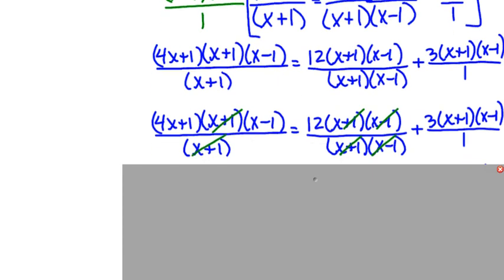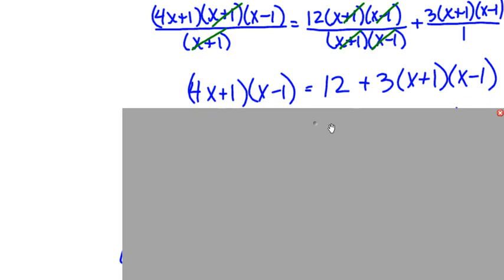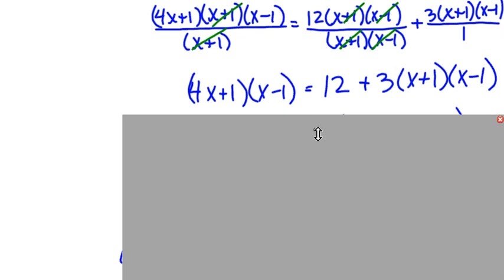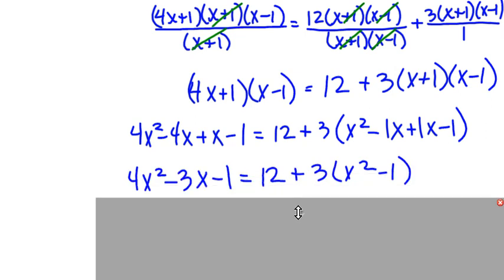So by dividing out those like terms, we're left with our equation of our quantities 4x plus 1 times x minus 1 equals 12, plus 3 times our quantities x plus 1, x minus 1. Here, we just need to follow our order of operations. We've got some distributing to do, and probably combining some like terms. So if we do our distributing, we're here, got a little bit more distributing and combining like terms to do.